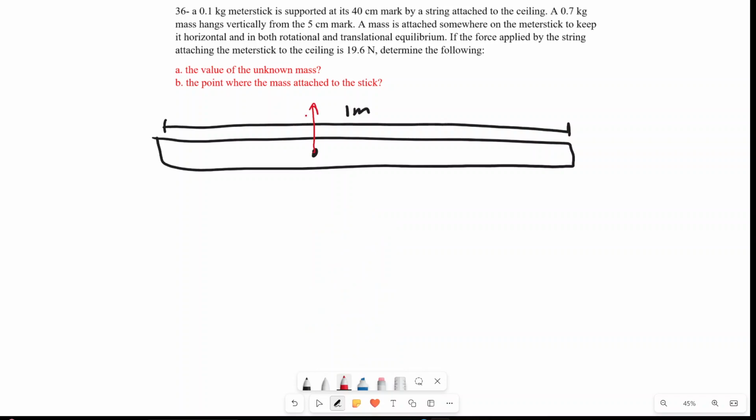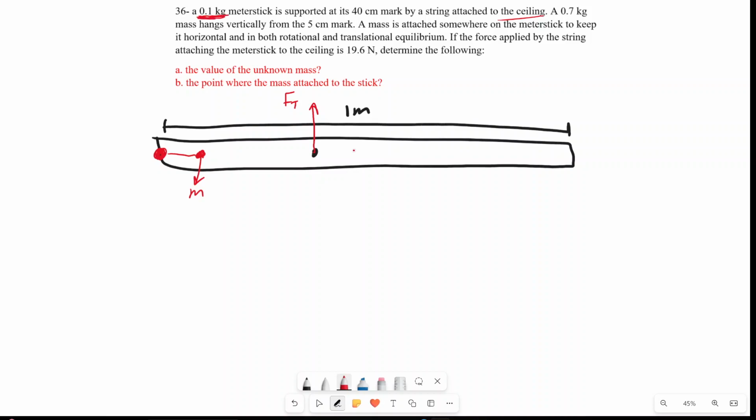is by a string. I'll call that Ft because strings usually have tensional forces. So there's a force that supports it, goes up. It attaches it to the ceiling. Okay, a 0.7 kilogram mass hangs vertically from 5 centimeters. So if this is the beginning of the board, 5 centimeters might be here, very close to one side. So that's a mass. That's the mass here.